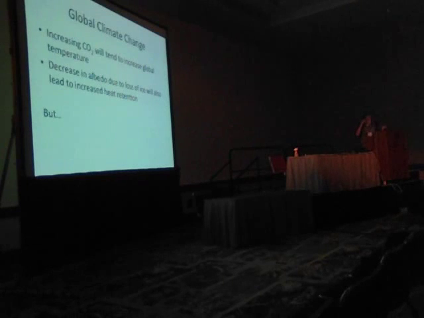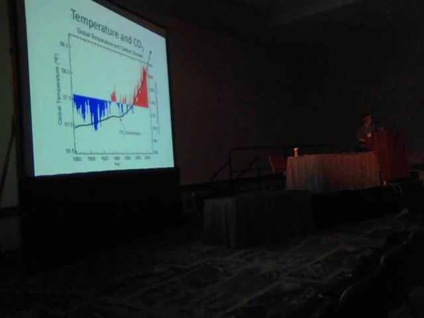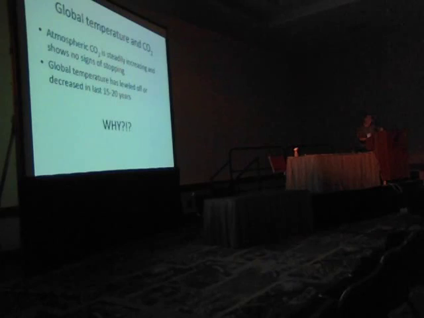And so the increasing CO2 will tend to increase global temperature. The decrease in albedo due to the loss of ice should also lead to increased heat retention because the planet is absorbing more heat. And so these two things should work in concert to increase the global temperature. But we see the CO2 still continuing to rise, but the temperature has actually been level or decreasing for the last 15 years. Why?